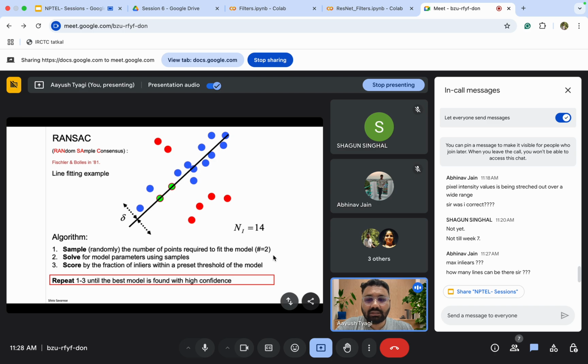How many lines can there be? You just fit one line at the end. You have one line which is basically fitting your data, but you try out various lines. Suppose there can be a line between these 2 points, maybe these 2 points, and then you compute a cost, that is how many points are inside this delta threshold, and you pick the line which has the maximum inliers.